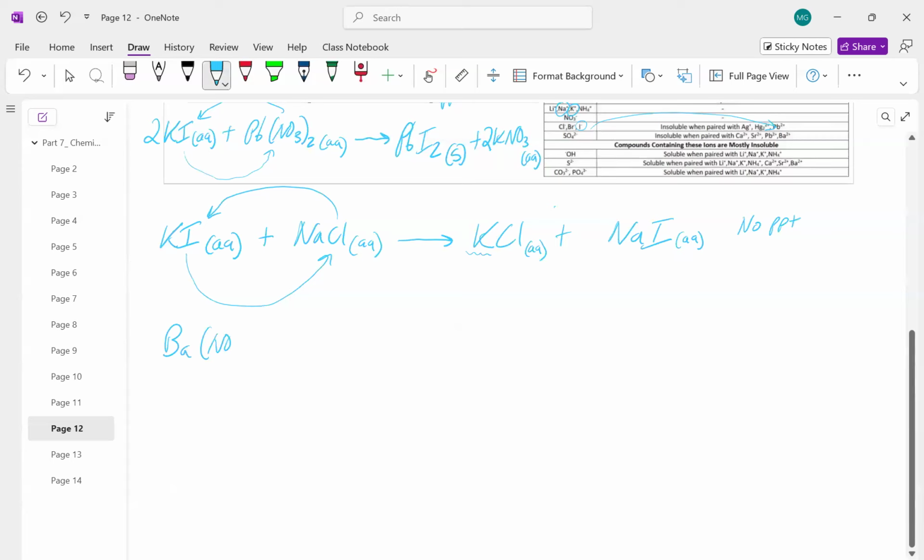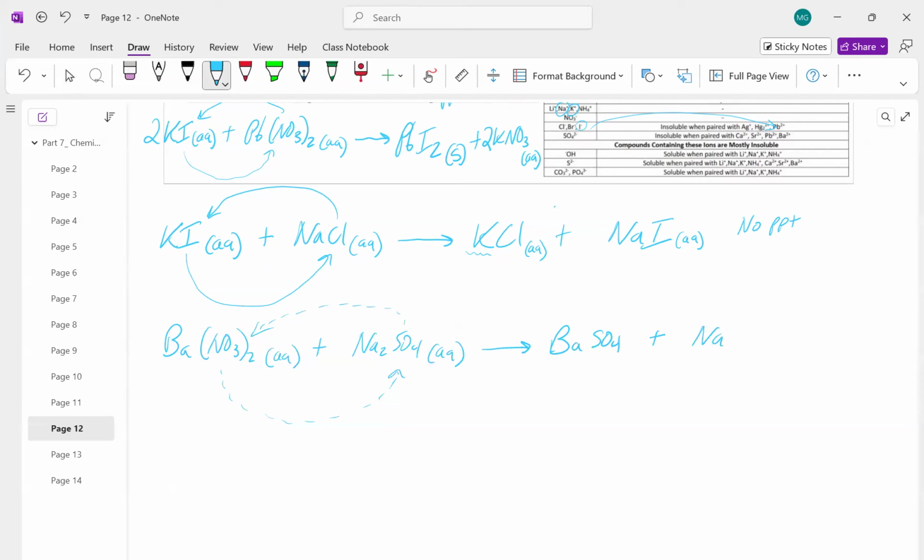All right, let's look at one more. Let's look at the reaction of barium nitrate with sodium sulfate. So we're taking aqueous solutions of these. And again, we're just going to switch the ions. So the sulfate's going to go over here and replace the nitrate. The nitrate's going to go over here and now hang out with the sodium. So we'll end up with barium sulfate, and then we'll end up with sodium nitrate.